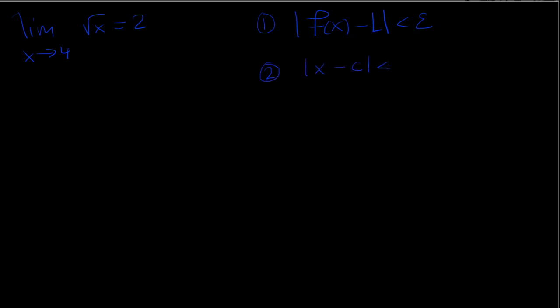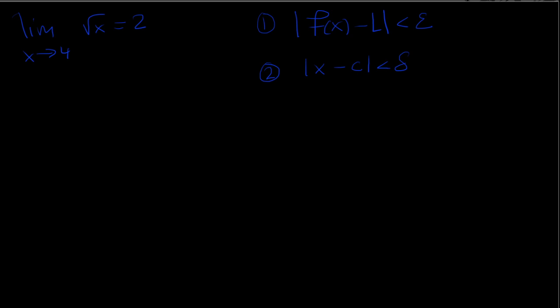I want to prove that the limit as x approaches 4 of square root of x is equal to 2. So there's going to be two steps here. The first step is going to look at the absolute value of f of x minus my limit being less than epsilon. And the second step is going to look at absolute value of x minus c is less than delta.